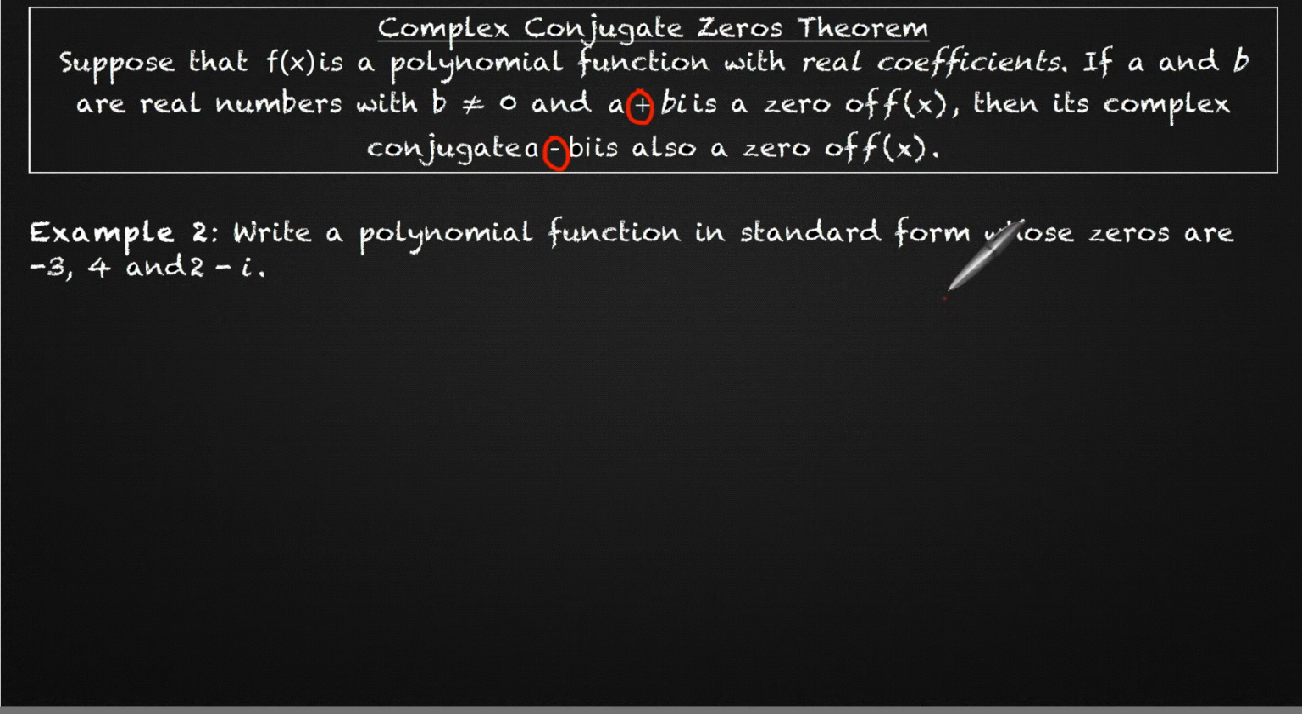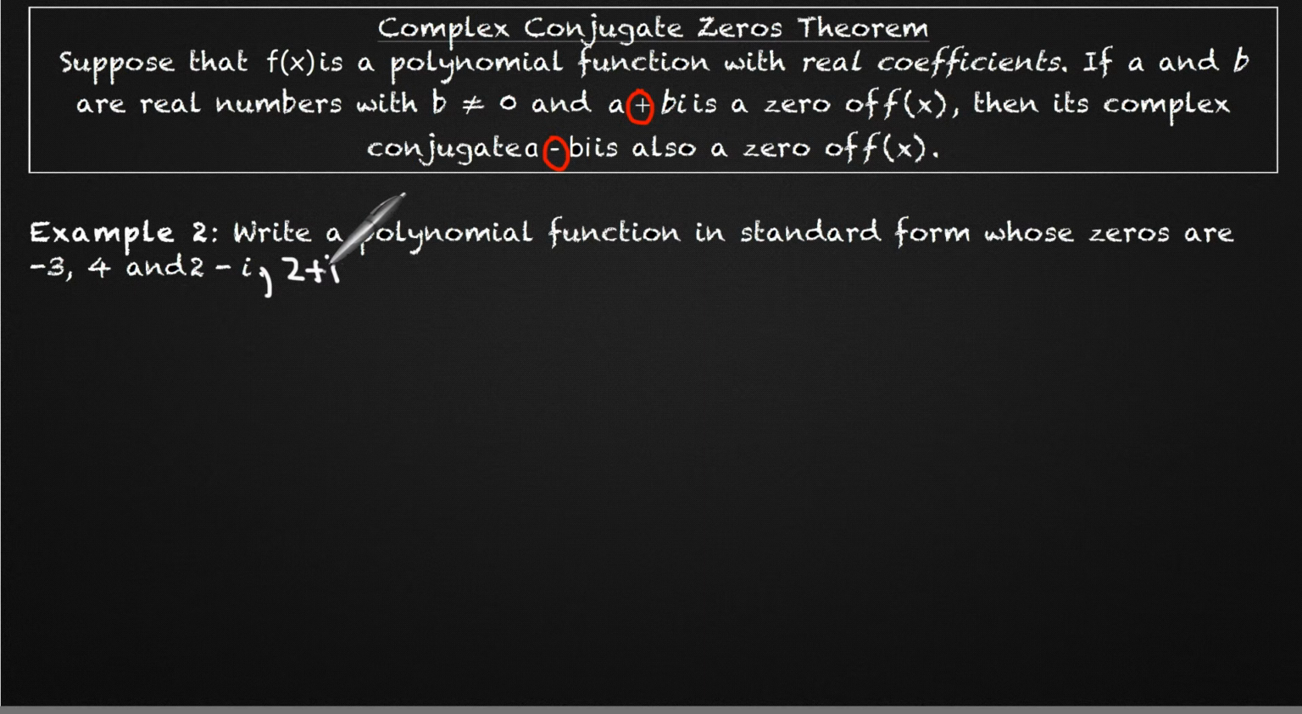So in a lot of problems, it will not tell you that the conjugate is a root. You have to assume it, and here is a good example of that. It says write a polynomial function in standard form whose zeros are negative 3, positive 4, 2 minus i, and you, as the student, must also know that even though they don't say it, that 2 plus i is also a root because you cannot have just 2 minus i.